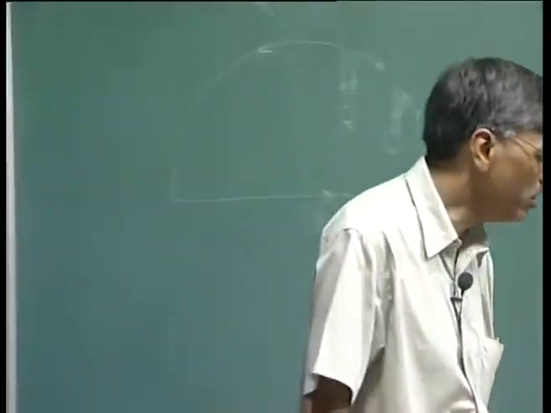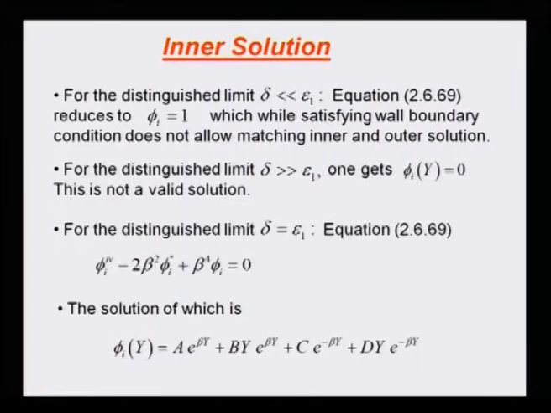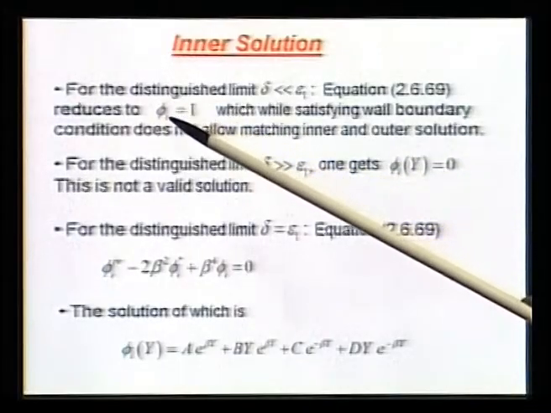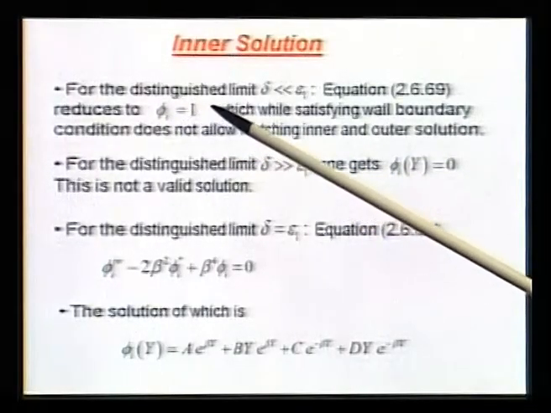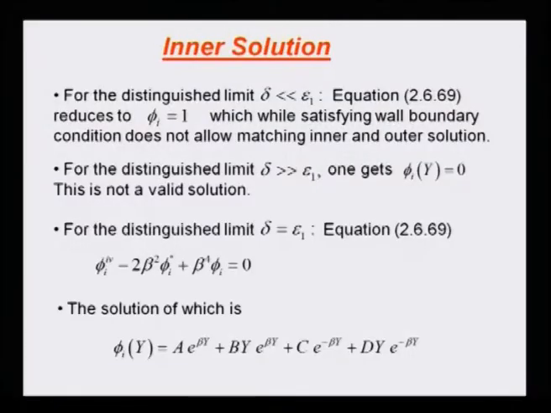And then what we could do is basically we could use those boundary conditions, those 4 boundary conditions, and see what do we get. And you will find out that the only possible solution is phi inner, phi I should be equal to 1. Well, this of course satisfies the wall boundary condition. That's what we have done, right?